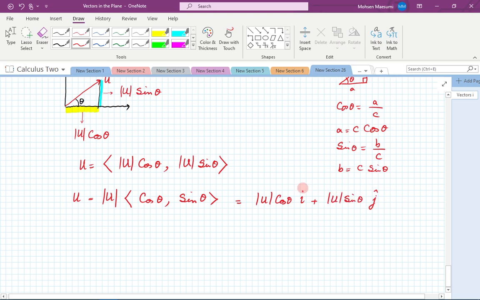Let's put the arrows on top of them. Sorry. So you remember i was the vector that was in the x-axis direction, and that was 1 and 0. And j was going in the y direction, and j was 0 and 1. So that's another way of writing the same thing.